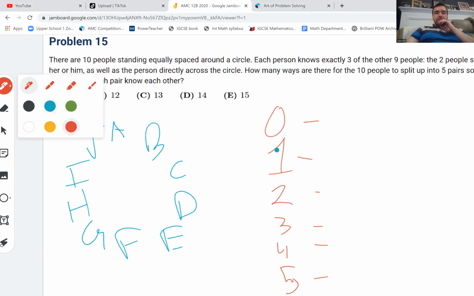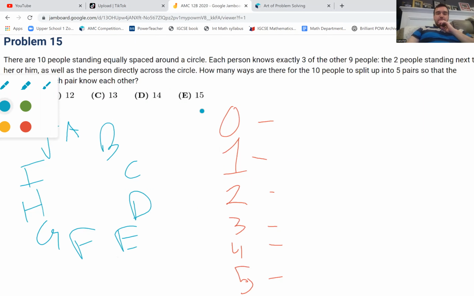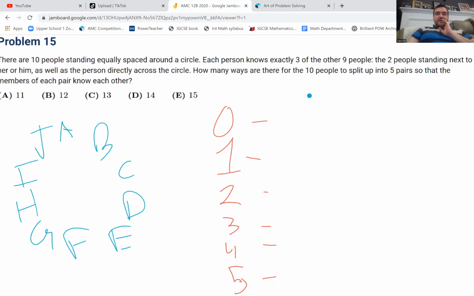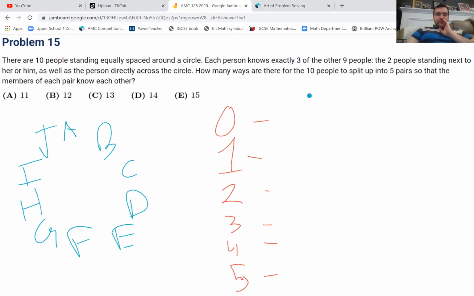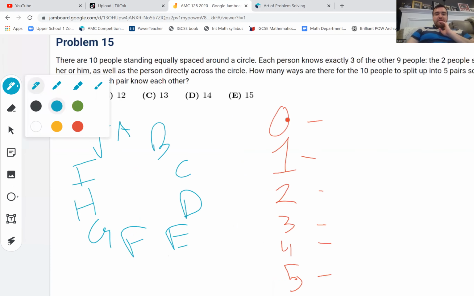Okay, so this one says there are 10 people standing equally spaced around a circle. Each person knows exactly 3 of the other 9 people: the 2 people standing next to him or her, as well as the person directly across the circle. How many ways are there for the 10 people to split up into 5 pairs so that the members of each pair know each other? This one takes a minute to just understand what they're asking.